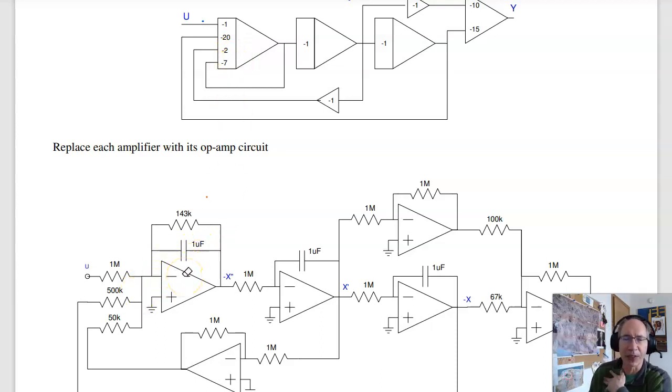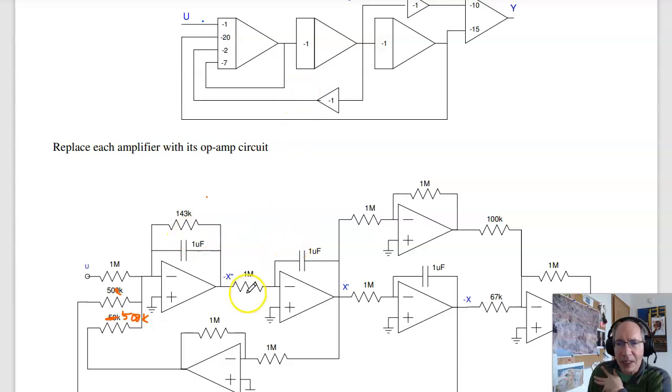These are inverting amplifiers. U has a gain of minus 1, so 1 over RC is 1. This guy right here, minus x, has a gain of minus 20. So that'd be, where does that come from? Right here, that'd be 50k. 50k there. This has a gain of minus 2, 500k. And this has a gain of 7. So I took the resistor from here and actually drew it up here. So 1 over RC is 7.